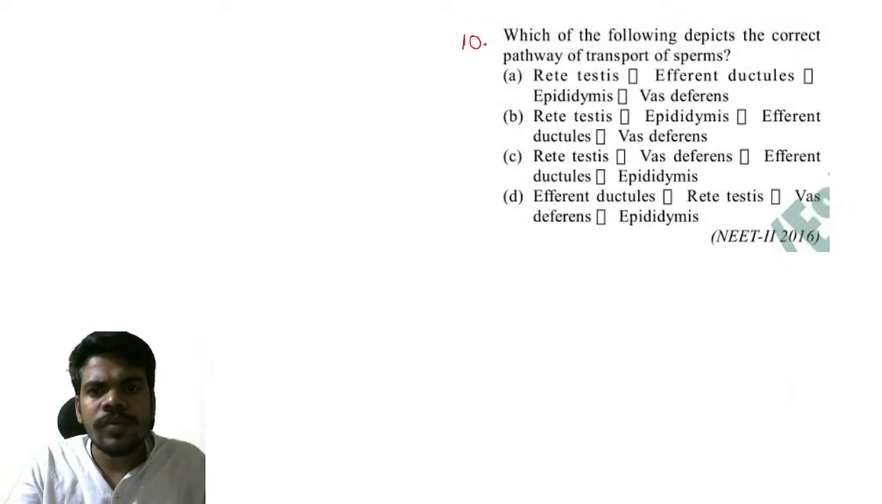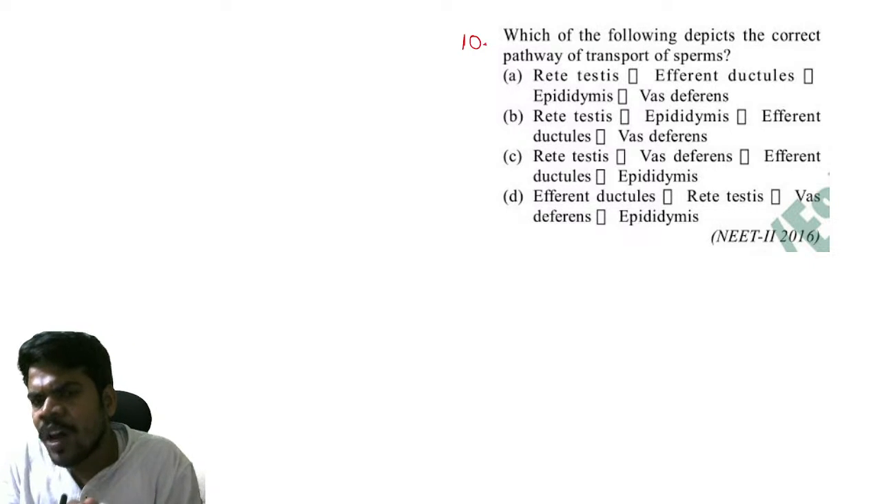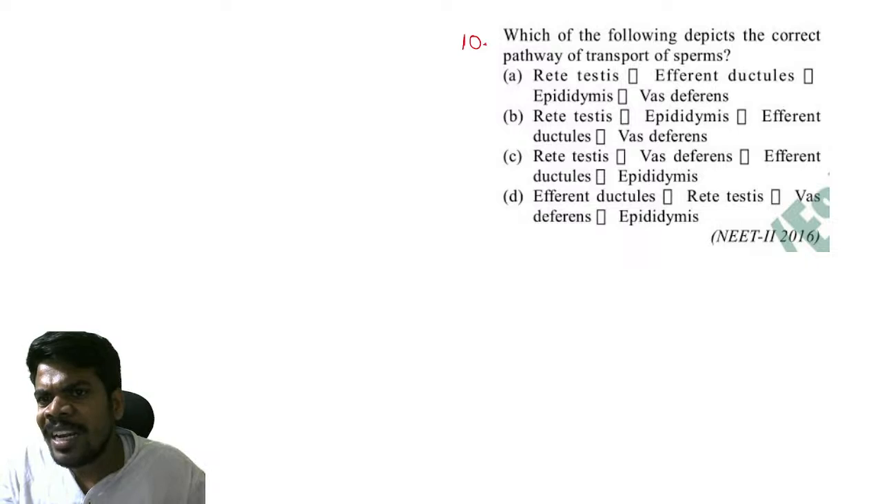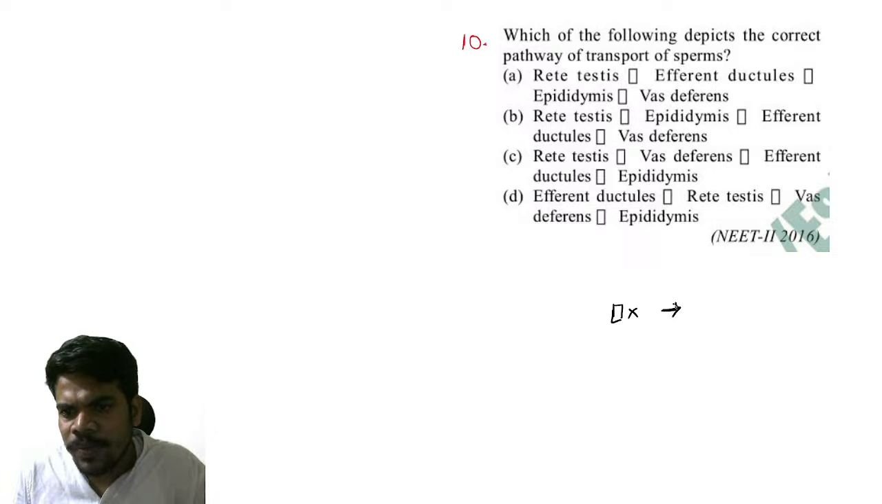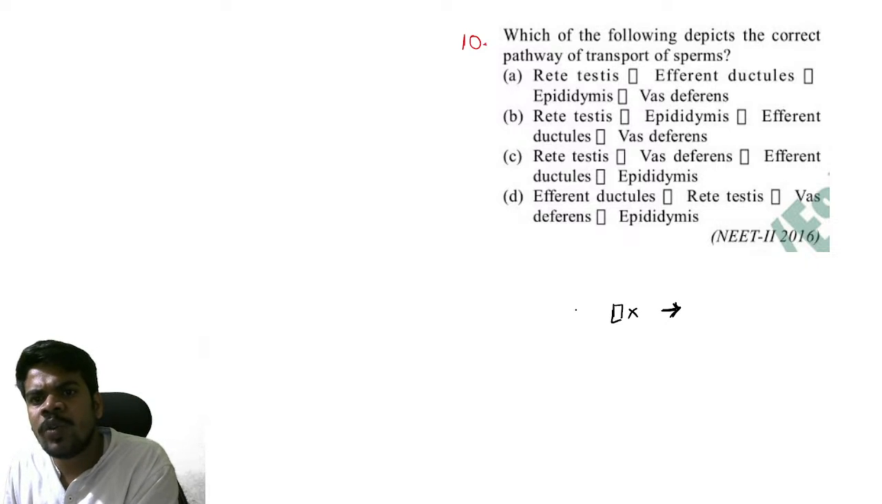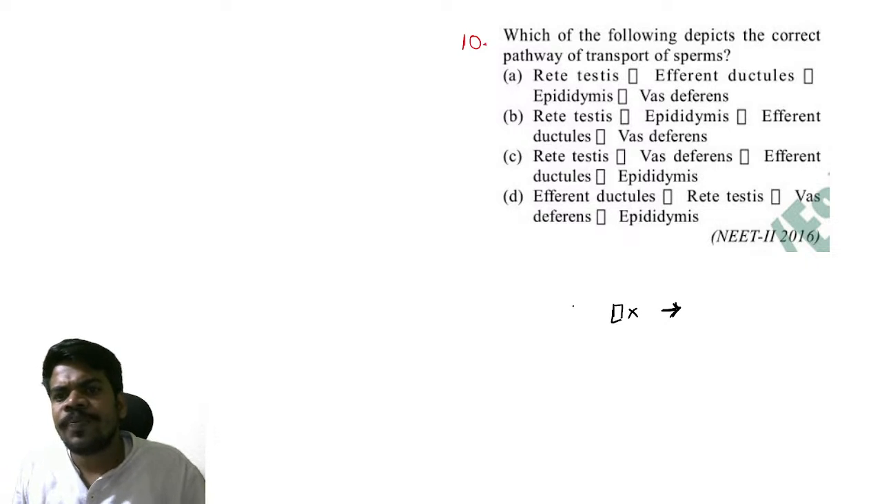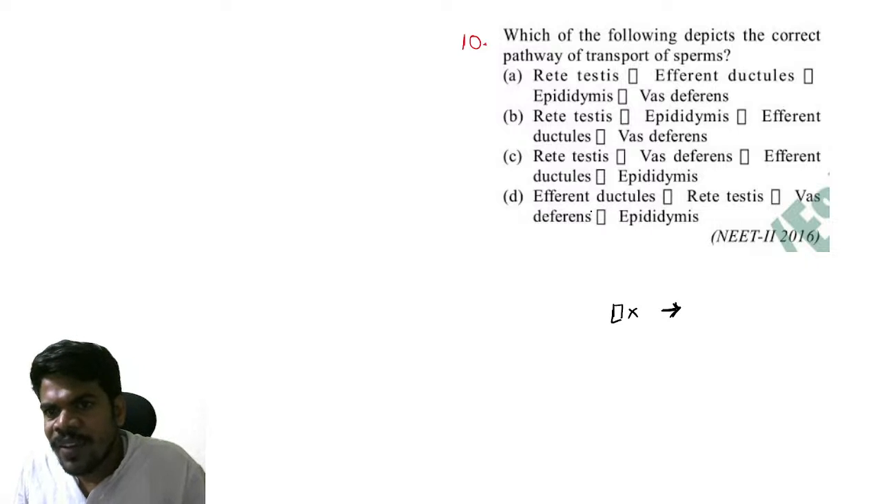Excellent. So for the tenth question, can you arrange the order? Which of the following depicts the correct pathway of transport of sperms? Don't get confused with these symbols, they mean arrow marks. Rete testis, vasa efferent ductules, epididymis, vas deferens. Rete testis, epididymis, efferent ductules and vas deferens. It is a 2016 question.